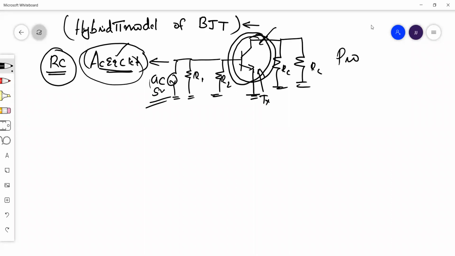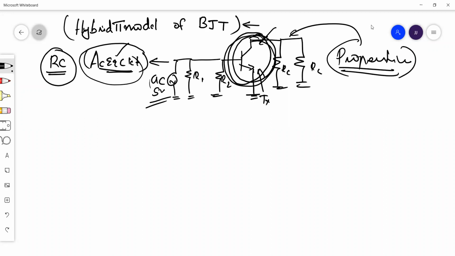We need to know a few more properties related to the transistor internally. But we are not getting those properties here, because the transistor is not replaced. So we are introducing a new modeling that is called transistor modeling. What is this transistor modeling?